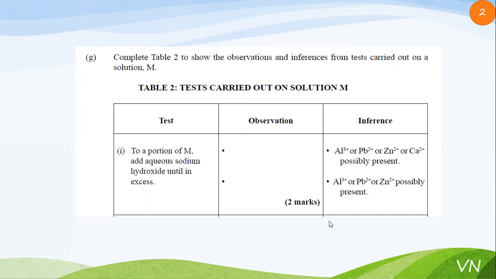So if the inference is that we have either aluminum 3 plus, lead 2 plus, zinc 2 plus, or calcium 2 plus present, then yes, that's correct. The observation is that we have a white precipitate. Good. What happens to it in excess now? From the inference, we can conclude that it is either aluminum 3 plus, lead 2 plus, or zinc 2 plus ions possibly present. So correct, the precipitate is soluble in excess.